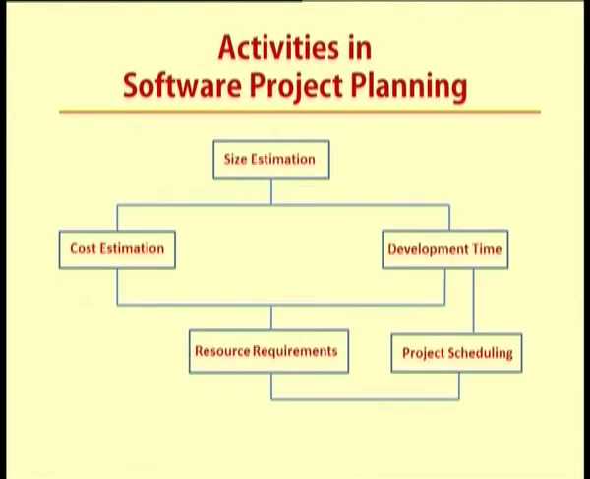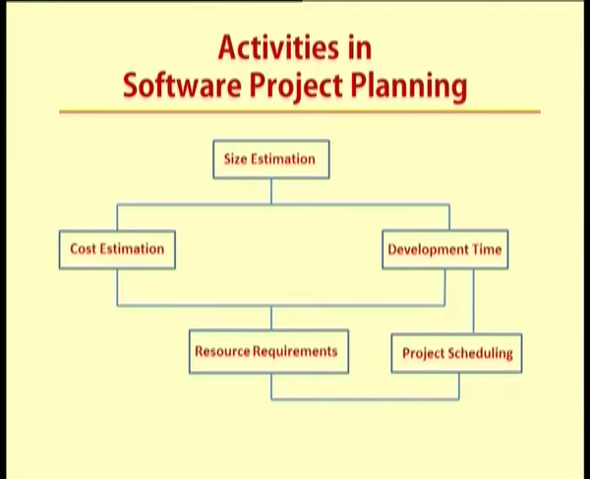Activities that are required for effective software project planning are as follows. First, I will go for the size estimation initially. After I estimate the size, I will go for cost and I will go for development time. These are two separate activities which are done concurrently. After estimating these two things, I will go for resources. Based on resources, I will be estimating my project scheduling, and development time will also be helpful for understanding the project scheduling.